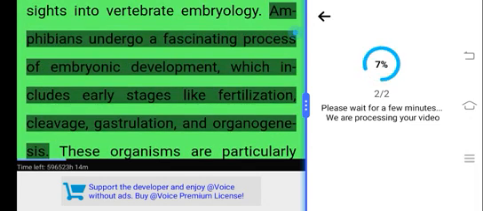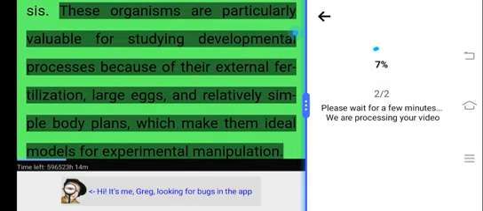Amphibians undergo a fascinating process of embryonic development, which includes early stages like fertilization, cleavage, gastrulation, and organogenesis. These organisms are particularly valuable for studying developmental processes because of their external fertilization, large eggs, and relatively simple body plans, which make them ideal models for experimental manipulation.